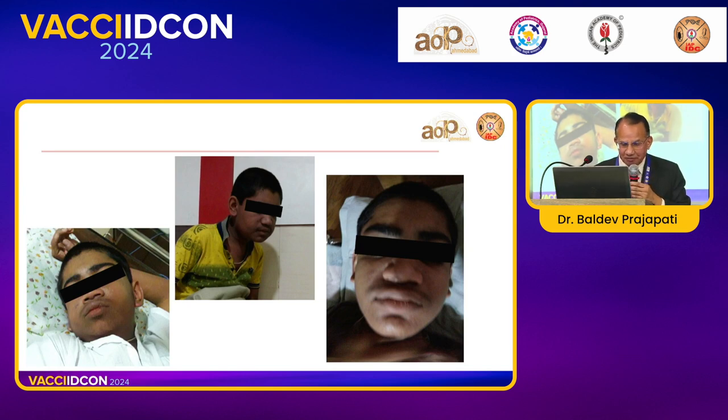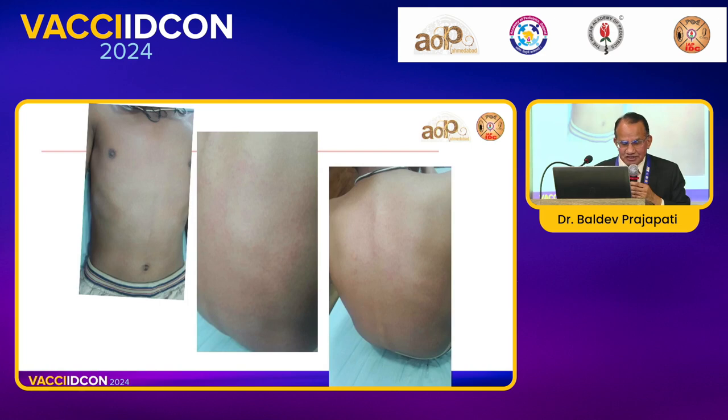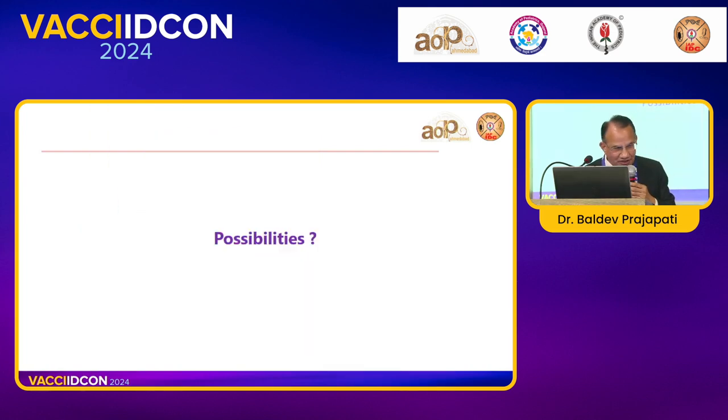You can see the puffy face and even the generalized rashes all over the body. I think this information is sufficient. What will be the possibilities? Any of you, please.